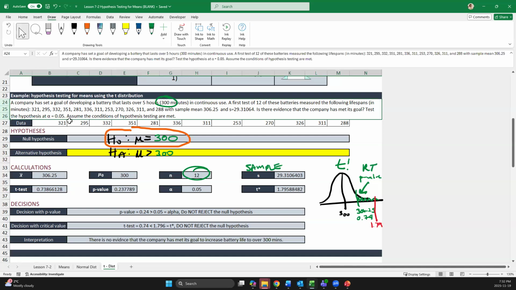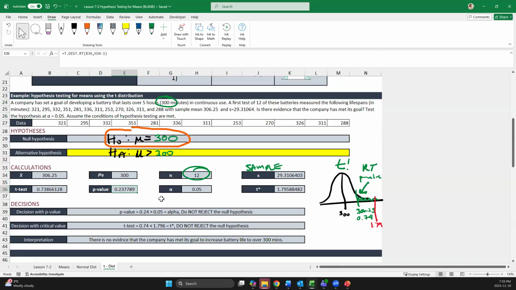24% is quite frequently, or it's not considered weird enough. Anything less than 5% we consider too weird, that it does not happen very likely or very often. 24% is too big. So that's why we do not reject the null hypothesis and we say 306.25 is too close to 300. They have not proven that it's actually a significant difference to prove above 300. That's just another way to think about this question.